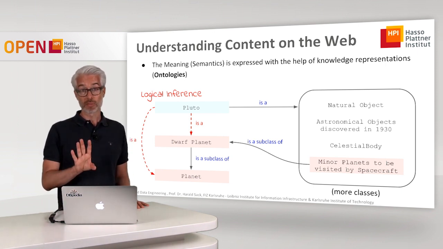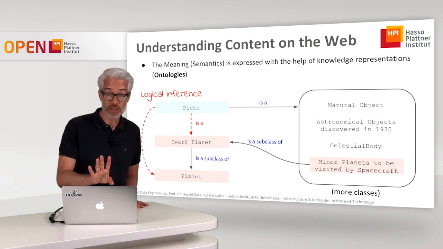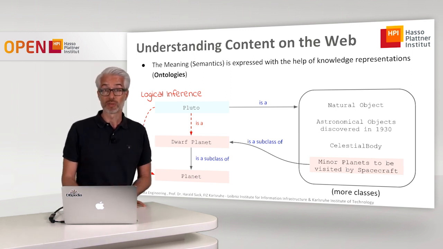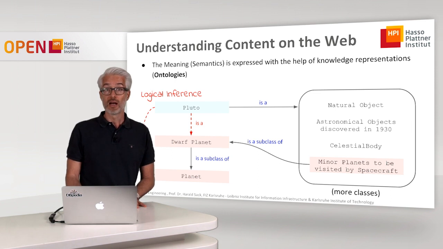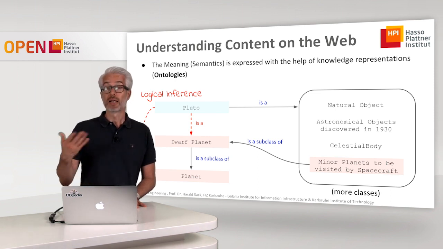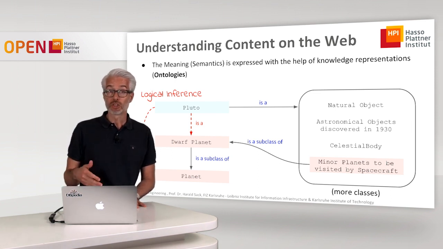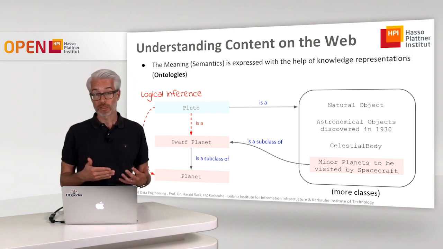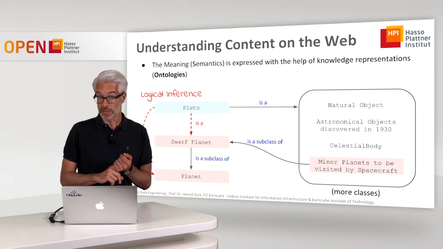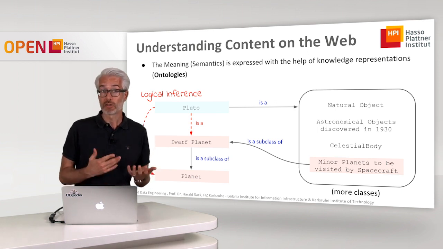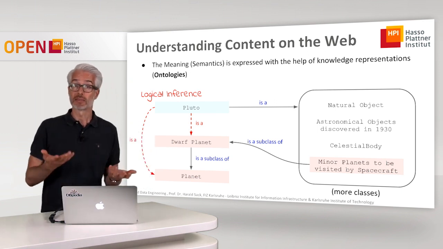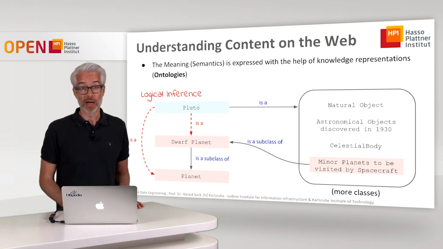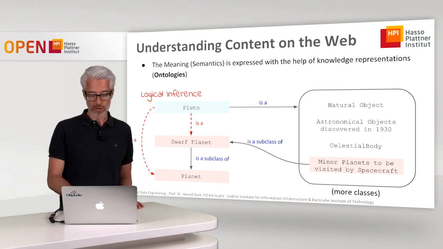But this is only possible if for the representation a formal knowledge representation is used, where you have a formal logic as a foundation on which the logical inference is based, because all your inferences, of course, must be correct and they must be complete. You only can guarantee this if you have a formalism behind that, and this is guaranteed usually by the use of formal ontologies.